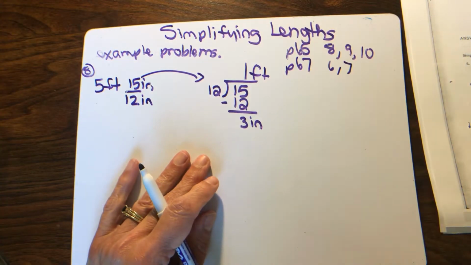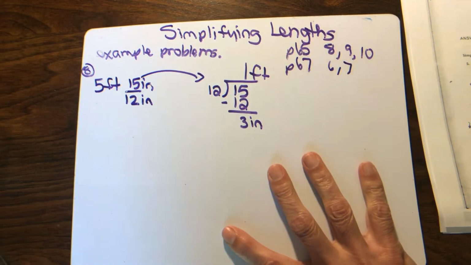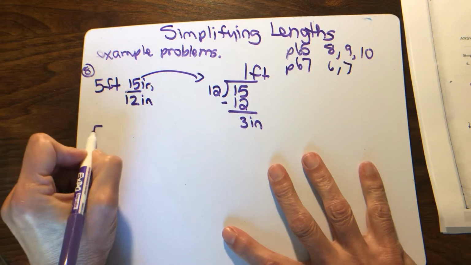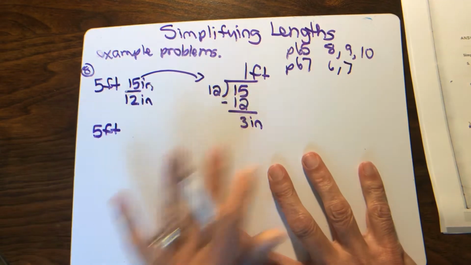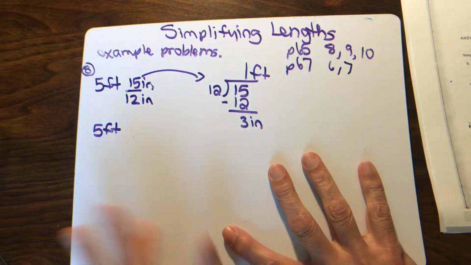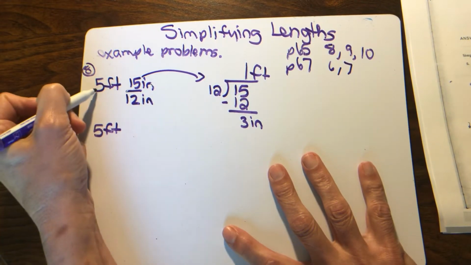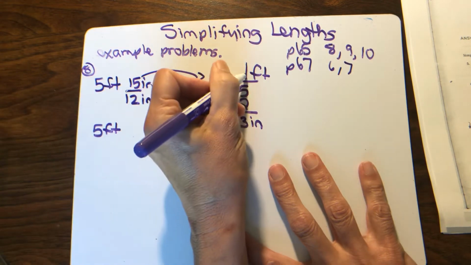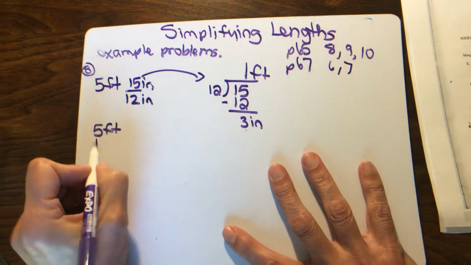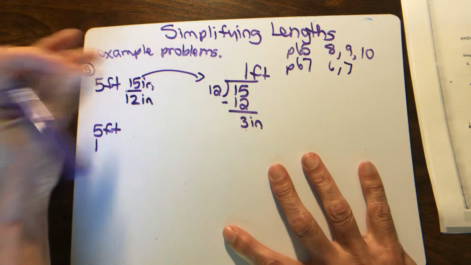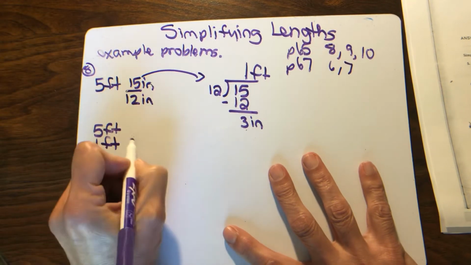Well, wait, you're not done. Kind of like those infomercials. Wait, there's more. So you had 5 feet before. These are long problems you're going to have to write. You're going to have to use more than one line. 5 feet is what you had before, but now you have 1 foot 3 inches because you changed this. So that's 1 foot 3 inches.